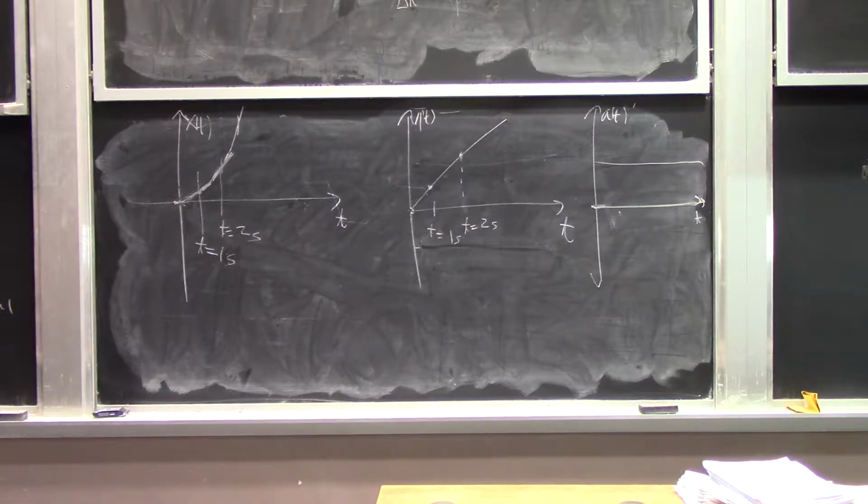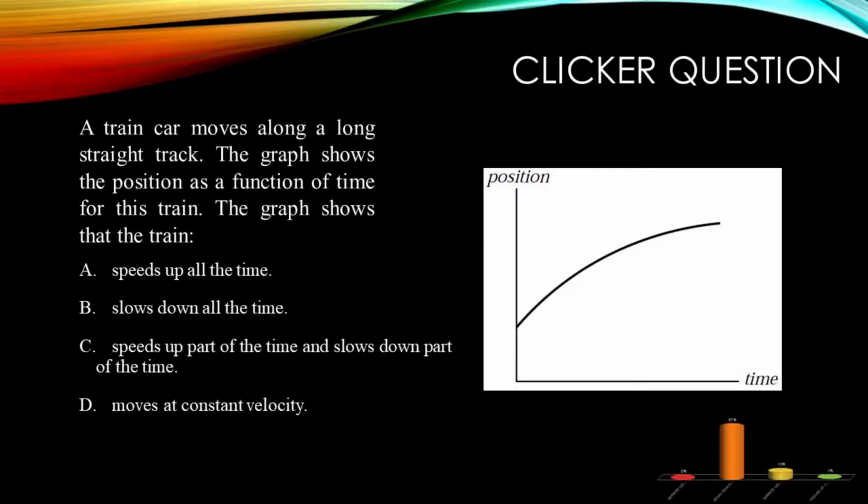Okay. So now we want to do something a little bit different. This problem says a train car moves along a long straight line. The graph shows the position as a function of time for this train. The graph shows that the train is speeding up all the time, slowing down all the time, speeding up part of the time and slowing down part of the time, or moving at some constant velocity. So go ahead and talk about this one, and then we'll talk about it afterwards.